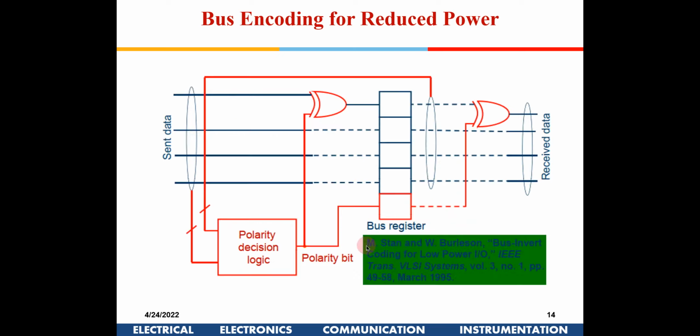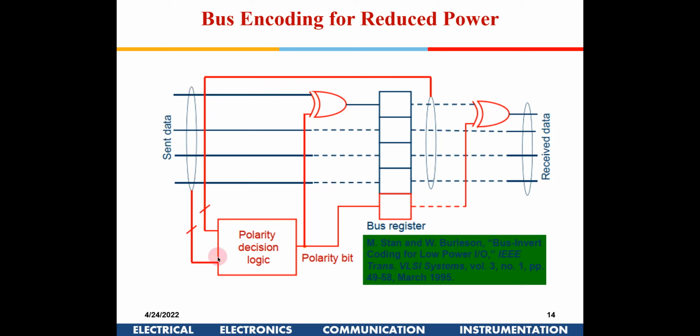So this is the schematic showing how it is implemented, and this is the paper from where I picked up this data. Now what is done here? If this is the input data, this is the polarity decision. You have a data and you have the next data. You compare both, and if the change is greater than the threshold, we do the inversion. No, the entire data. Let me explain that.